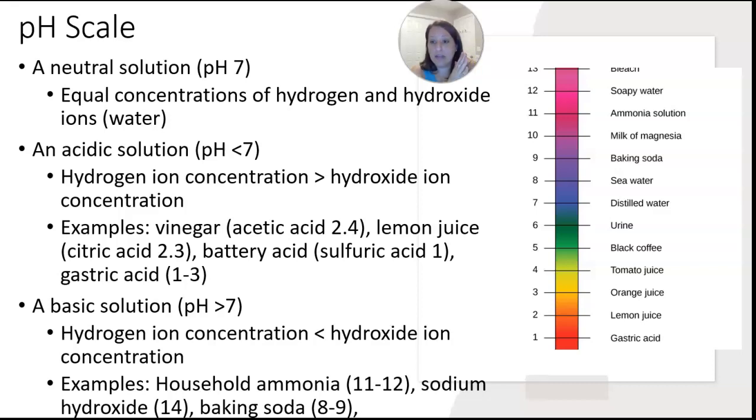Sodium hydroxide, it's very basic, so it has a pH of about 14. Baking soda, you've probably all used baking soda, has a pH of about 8 to 9. And there's other examples on here as well. So soapy water, bleach, milk of magnesia, seawater's slightly basic. Okay, so you should be a little bit familiar with this pH scale.